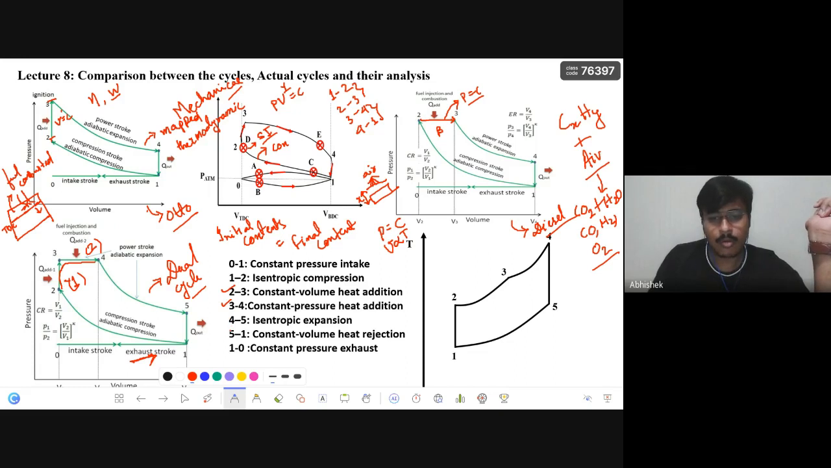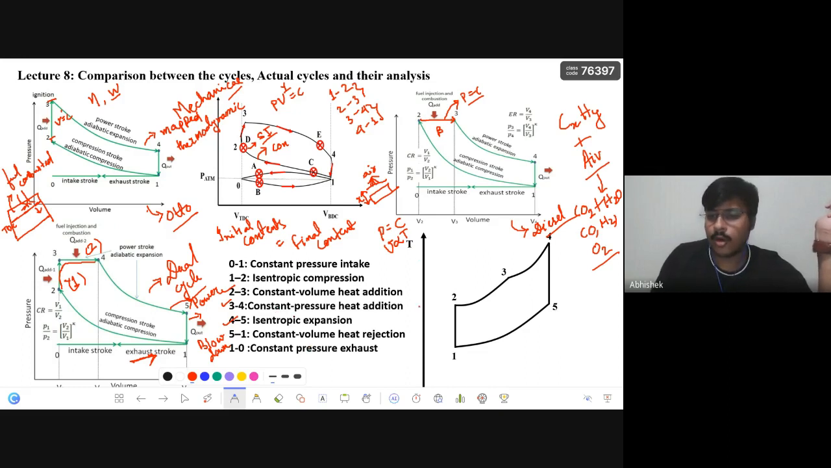And then there will be isentropic expansion from 4 to 5, where we get power. This is the power stroke. And from 5 to 1 is the constant volume heat rejection, which is also called blow down. And the final is the constant pressure exhaust. This one we have already covered.